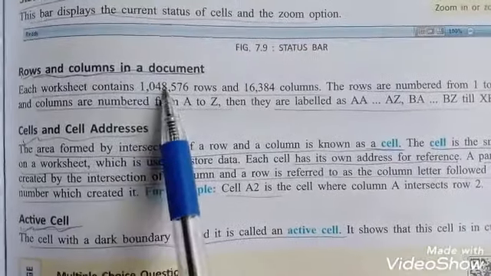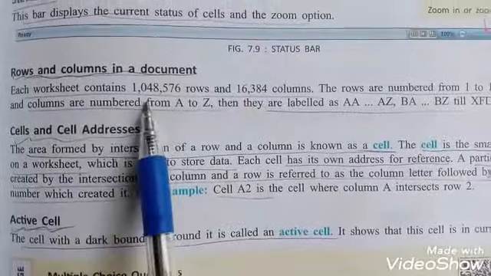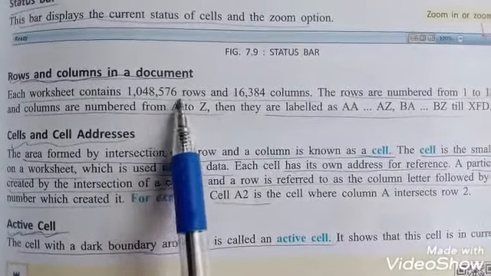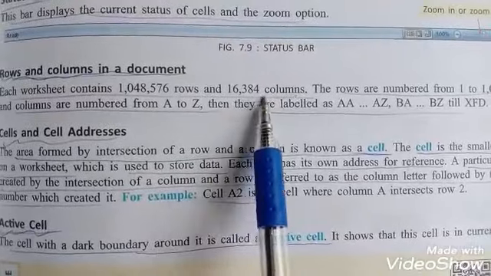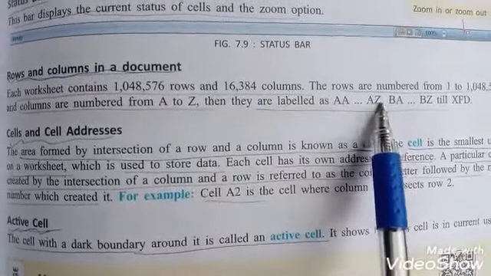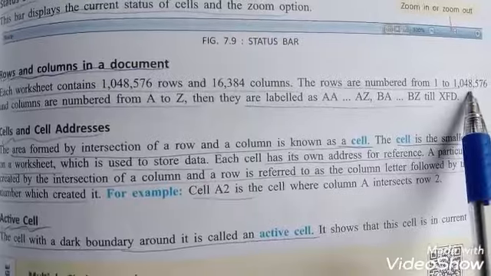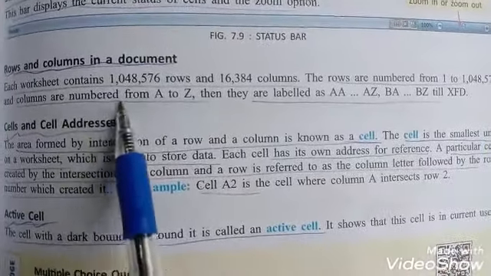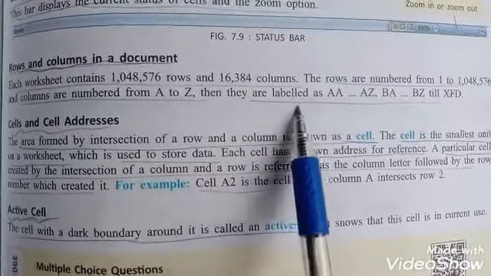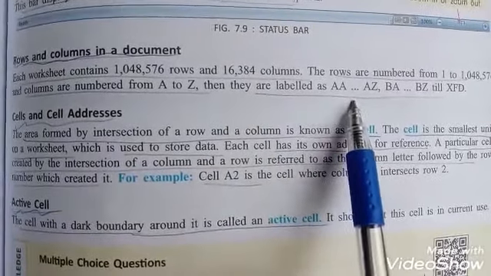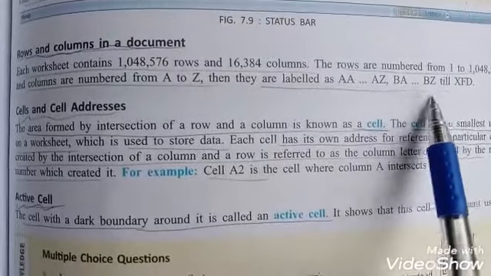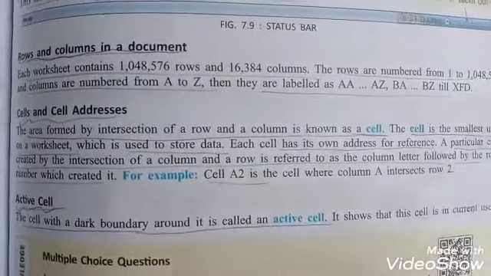Rows and columns in a document. Each worksheet contains 1,048,576 rows and 16,384 columns. The rows are numbered from 1 to 1,048,576 and columns are labeled from A to Z. Then they are labeled as AA to AZ. Similarly, BA to BZ, and so on till XFD.